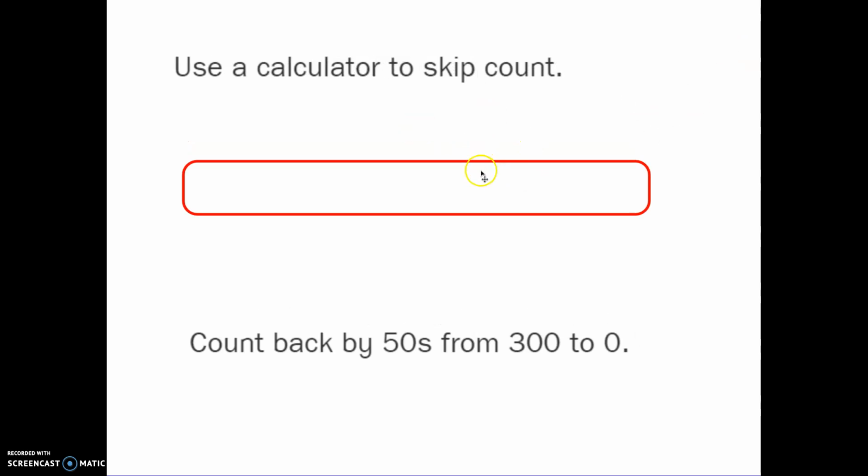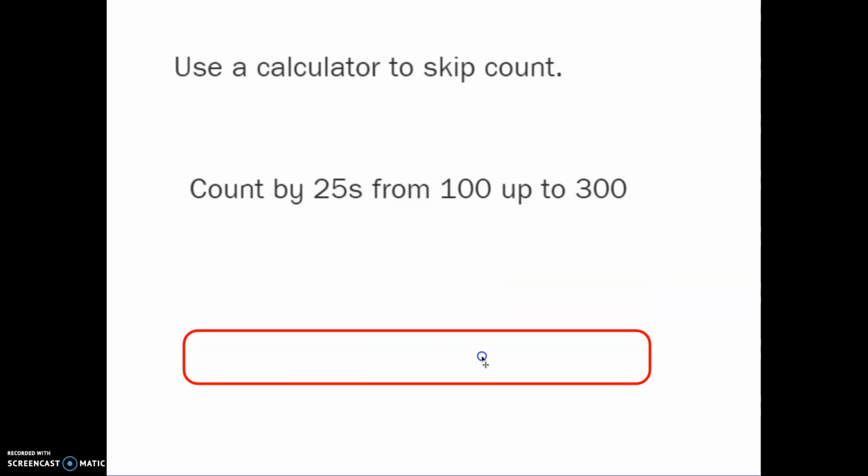We're going to try it again, and we're going to skip count by 25s. We're starting at 100, and we're going to go up to 300. So you're going to type in 100 plus 25. We'll click that equal sign, and we'll count. So you have 100, click, 125, click, 150, click, 175, click, 200, click, 225, click, 250, click, 275, click, 300.